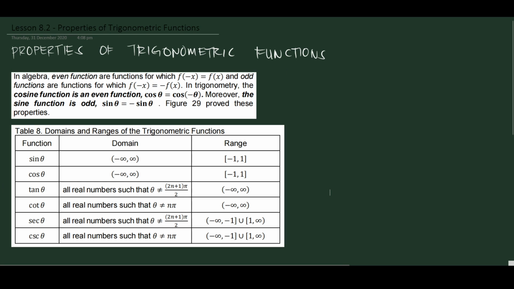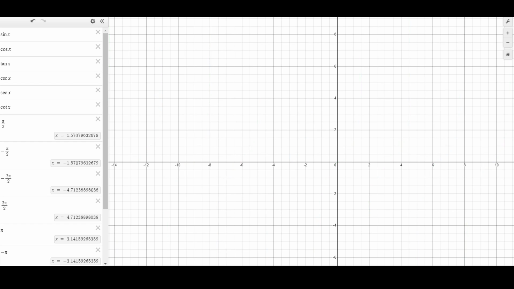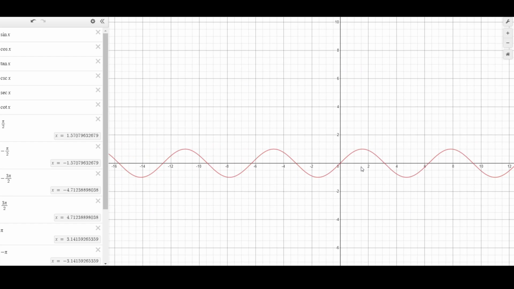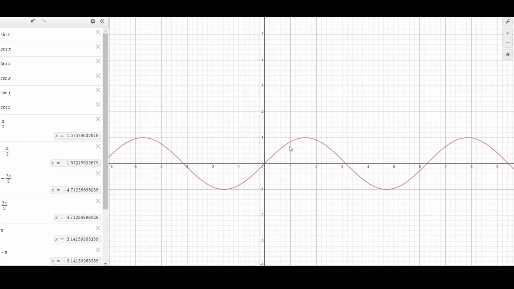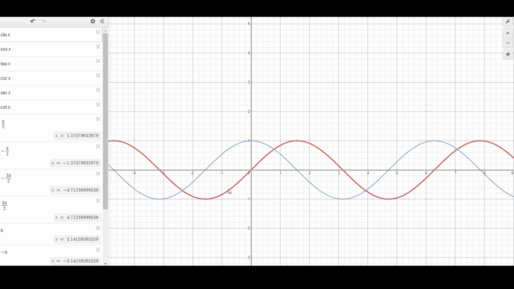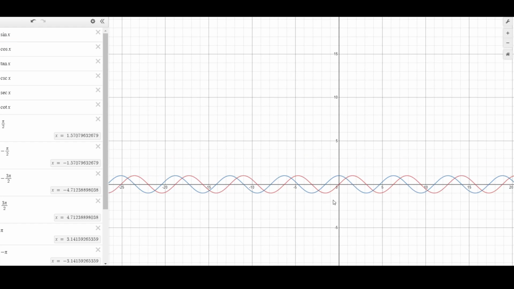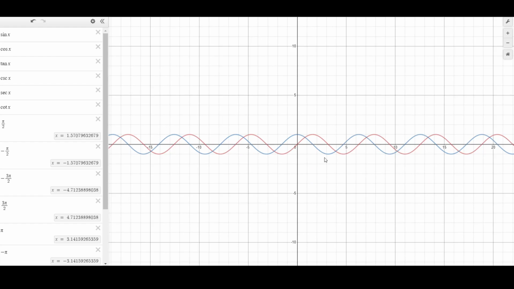Okay, let's take a look at the graph and see if it really is true. As you can see here, for y is equal to sine x, the domain is negative infinity to positive infinity, and the range is negative 1 to 1. How about cosine theta? The same thing. As you can see here, they have the same domain and same range.